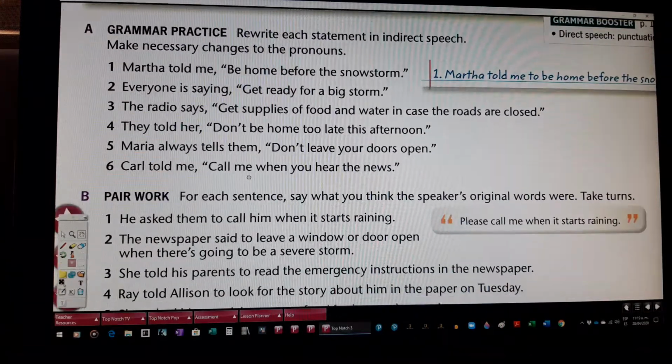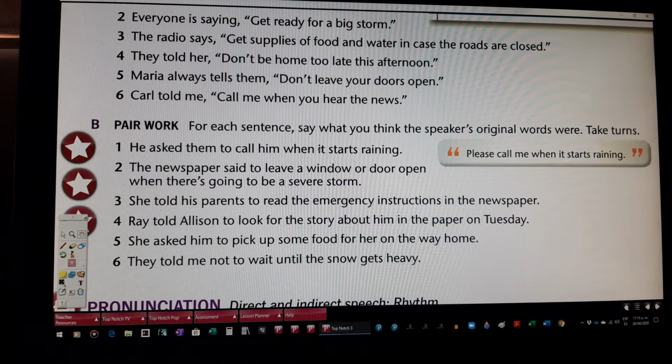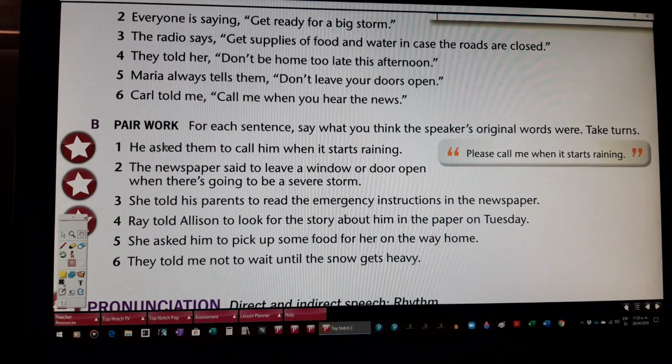The other exercise here. For each sentence, say what you think the speaker's original words were. Okay, this is the indirect speech. They're asking for the direct speech. He asked them to call him when it starts raining. So maybe the original words are: call me when it starts raining. Okay, please call me when it starts raining.